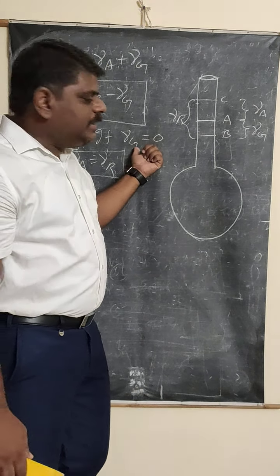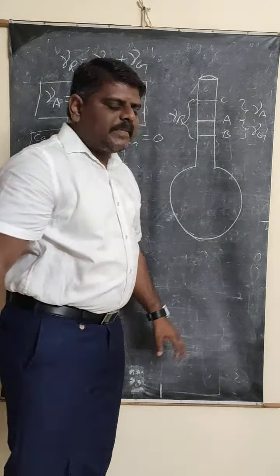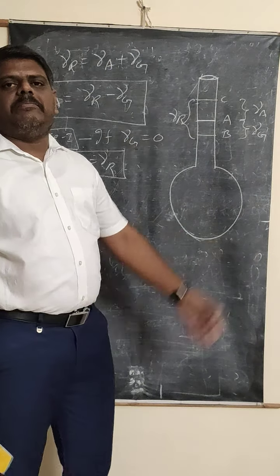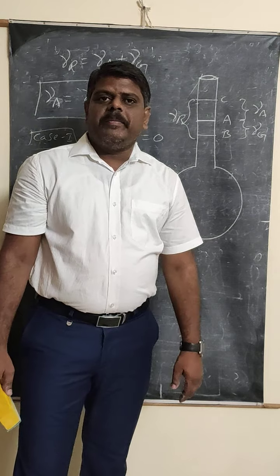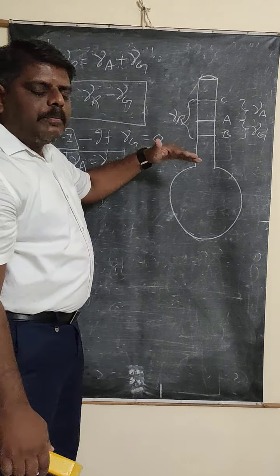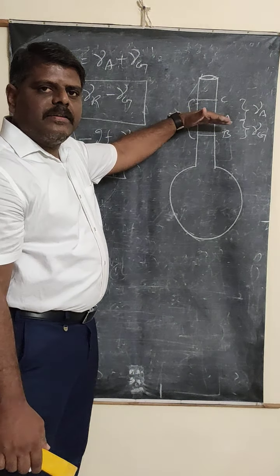Gamma g is equal to 0 means the flask is not expanding. If the flask is not expanding, then what happens to the liquid level? It remains the same, because from which point you are observing, up to what point you are taking, up to point A you are taking.